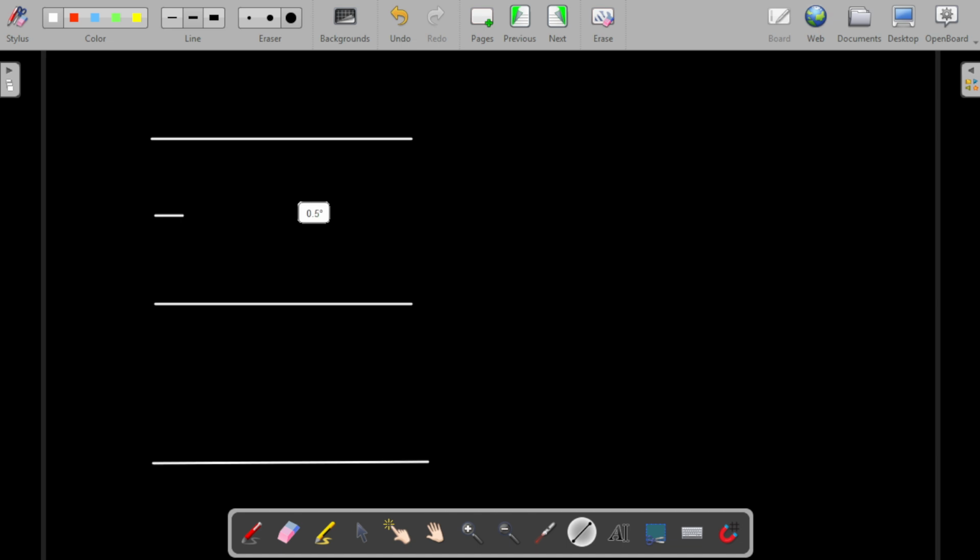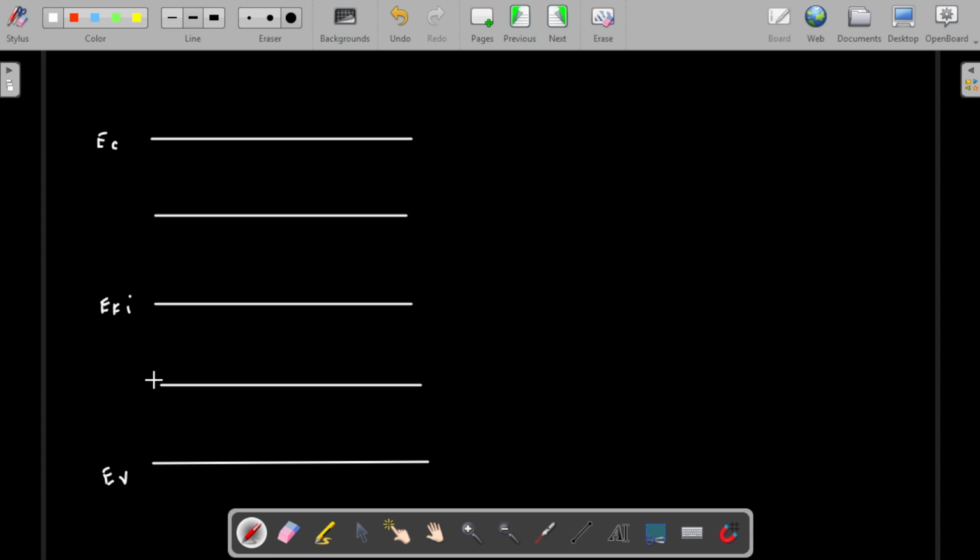So this is the donor atom. EFN, the n-type Fermi level, and this is the p-type Fermi level. Okay, let's name all the things: EC, EFI, and EV. I will be giving you one trick to remember all the things. So this is EFP, this is EFN.